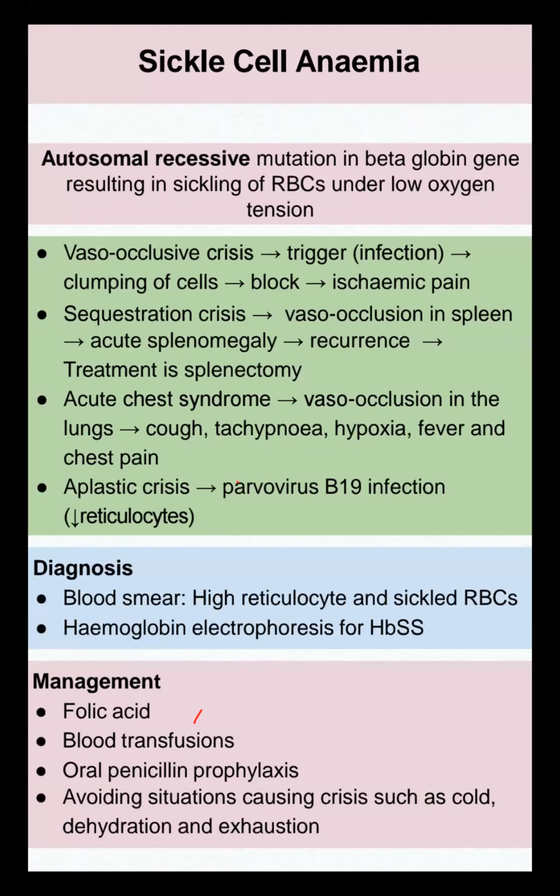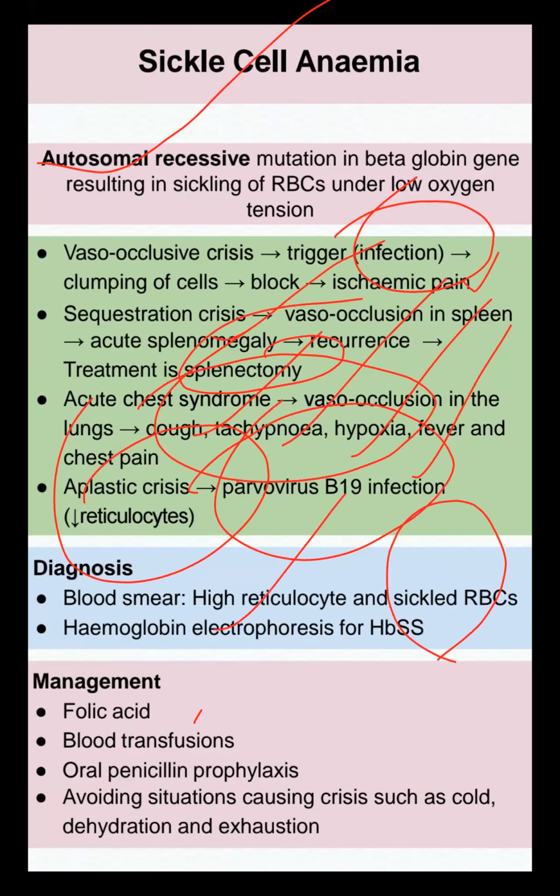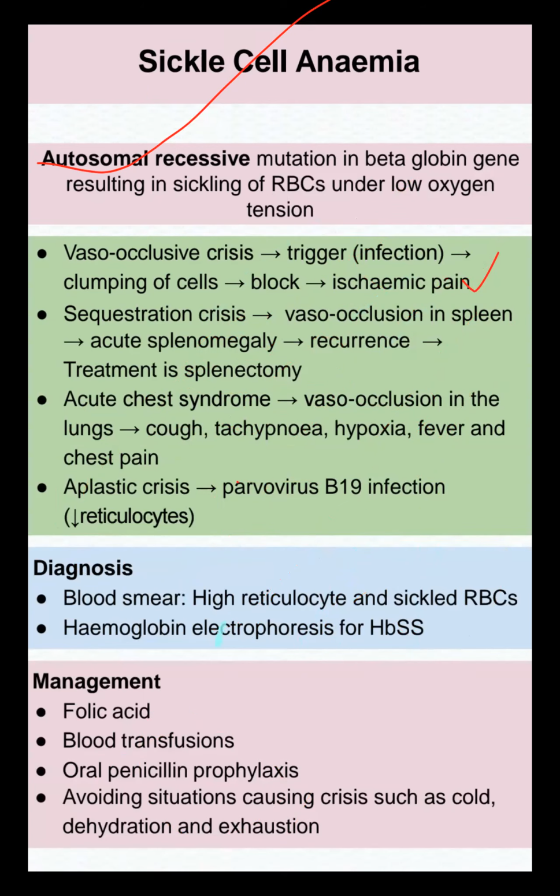Sickle cell anemia, sickle cell disease and sickle cell crisis we have to know very well. It's an autosomal recessive disorder. It causes a vaso-occlusive crisis, triggered by infection, with ischemic pain and splenomegaly. The patient may have acute chest syndrome, coming to hospital with distress, cough, tachypnea, tachycardia, hypoxia and fever. Aplastic crisis is due to parvovirus B19 infection with decreased reticulocytes. Blood smear shows high reticulocytes and sickled RBCs, and hemoglobin electrophoresis confirms the diagnosis. We give folic acid, do blood transfusion, give penicillin prophylaxis, and avoid infection, dehydration, and triggering foods or drugs.